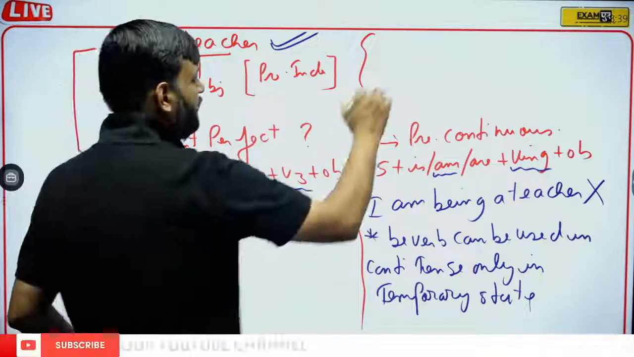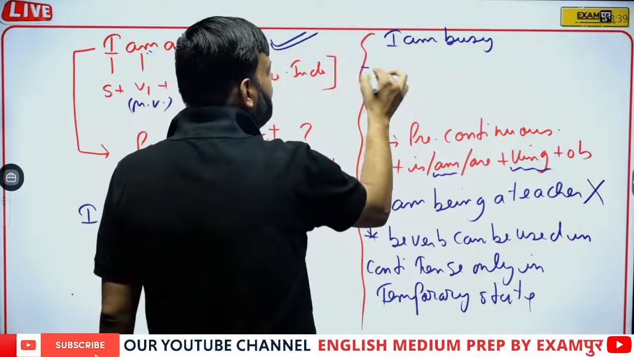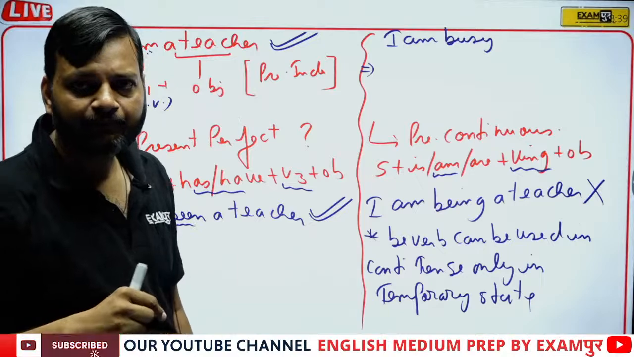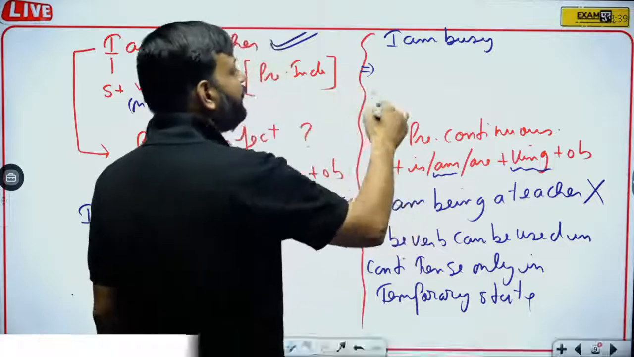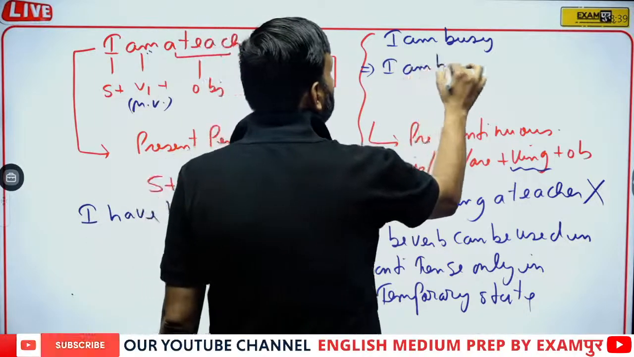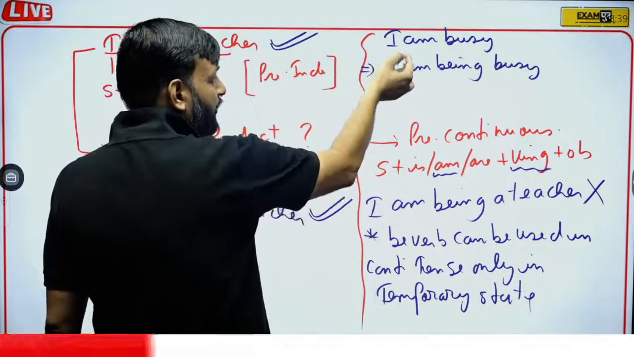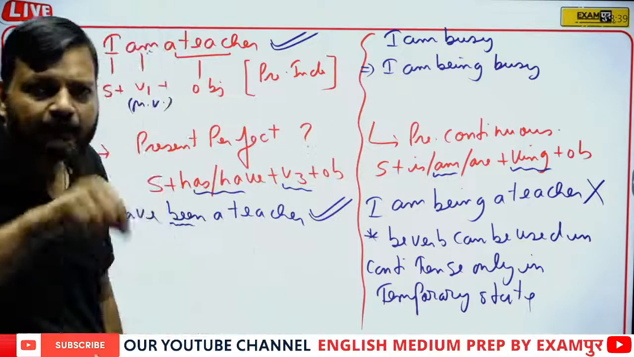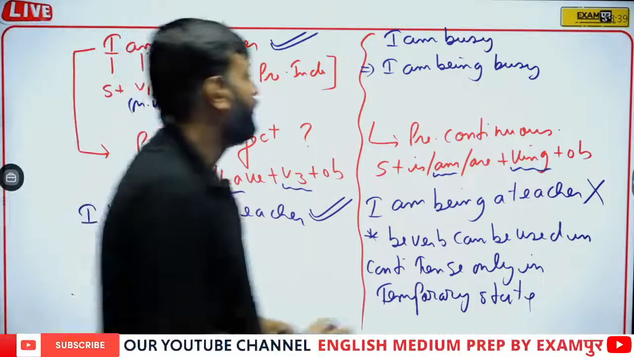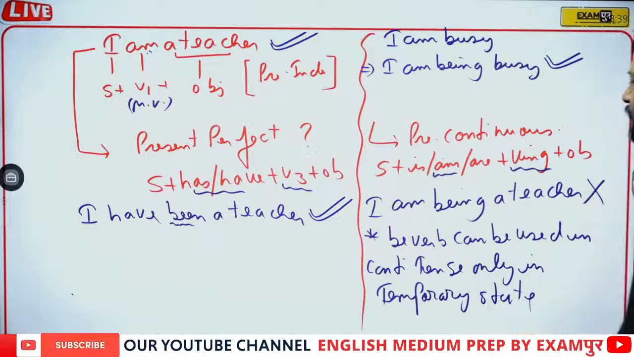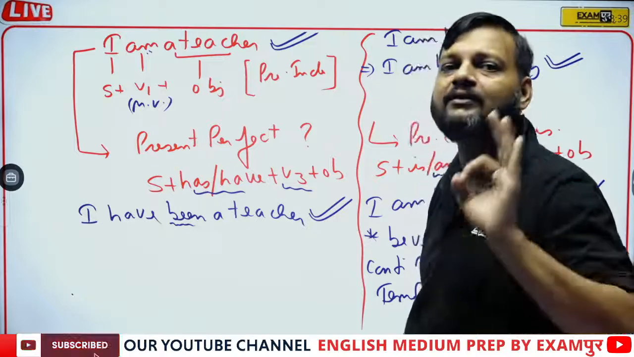If the sentence were, now listen, if the sentence were I am busy, now what would be the present continuous of I am busy? The continuous of I am busy would be I am being busy. So here the present continuous of I am busy is I am being busy, and the continuous of I am a teacher is I am being a teacher. This sentence is absolutely correct, but this sentence is wrong. Why? Because be verb can be used in continuous tense only if the state is temporary.